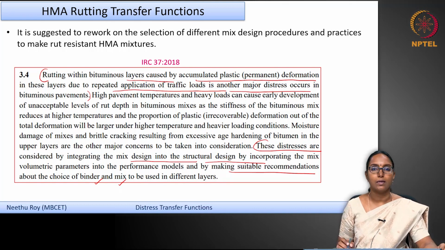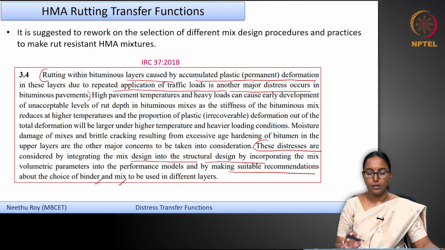So, it is suggested that you can use rut resistant mixtures in the layers, and these mix parameters can be adjusted so as to have rut resistant mixtures, so that you may not have to consider the rutting of individual bituminous layers in the overall rutting of the pavement structure. So, this is what is recommended in the IRC code.